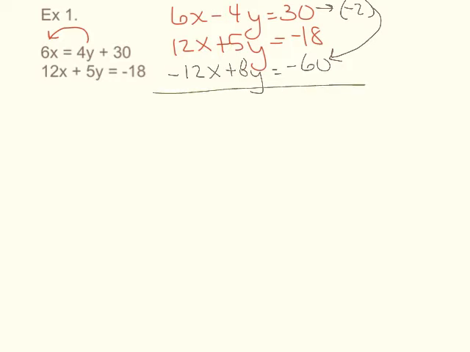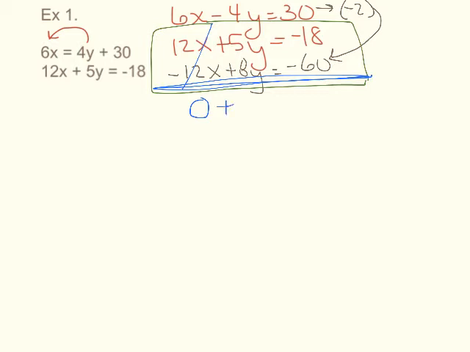So now I'm going to go ahead and add these two systems. So when I add them, I end up with 0 here. When I add these, because these cancel, I'm going to end up with 13y is equal to -78. When I divide by 13 to both sides, I get a y value of -6.